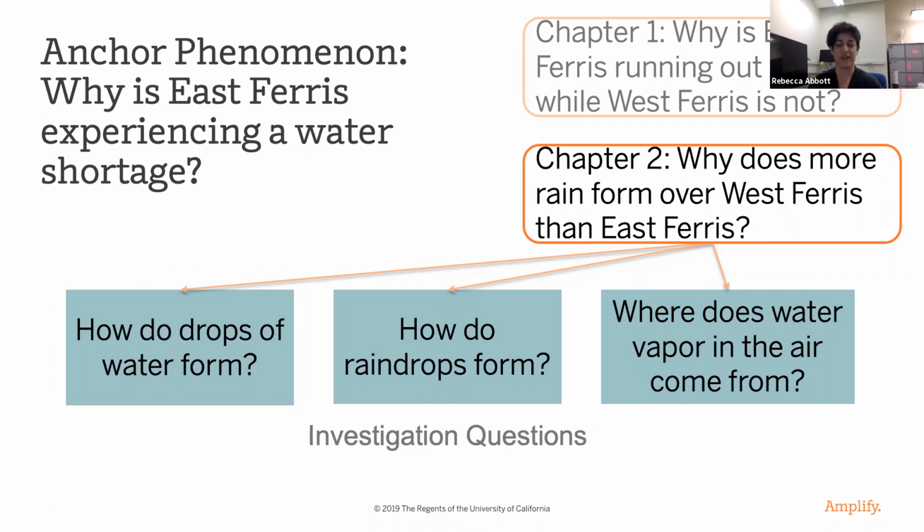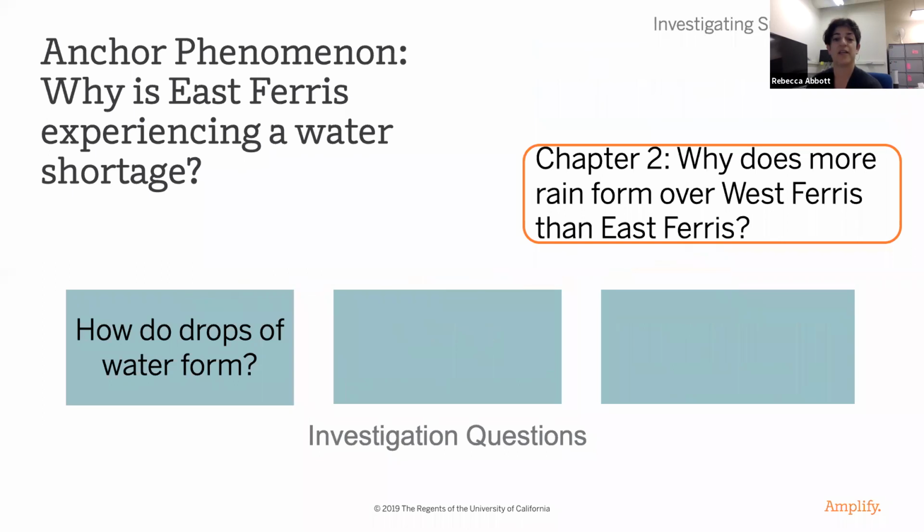This would give away some of the information, and we really want the students to be doing the figuring out. So we guide them at the beginning of chapter 2 as they're asking all these questions. We introduce one of the questions to students like, well, okay, if we know it's because of water form, more rain, well, how do drops of water form?